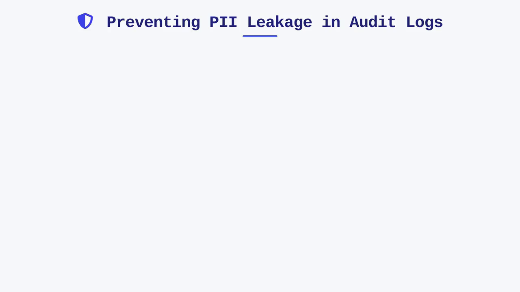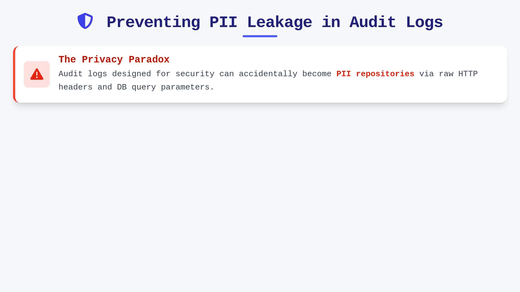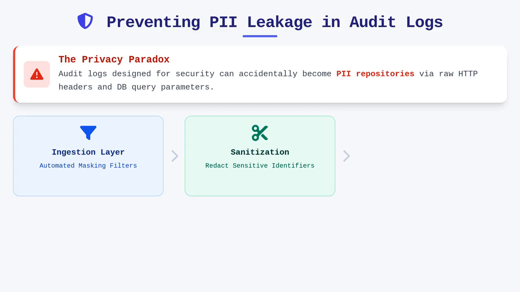A significant challenge in privacy engineering is ensuring that audit logs do not inadvertently become a repository for sensitive information. Capturing a raw HTTP request header or a database query parameter can easily result in the logging of PII, which creates a privacy compliance paradox. You must implement automated masking filters at the ingestion layer ahead of the storage backend to identify and sanitize patterns that resemble sensitive data. These filters should employ regex-based patterns or more sophisticated tokenization services to redact identifiers like social security numbers, email addresses, or account IDs before they are persisted.